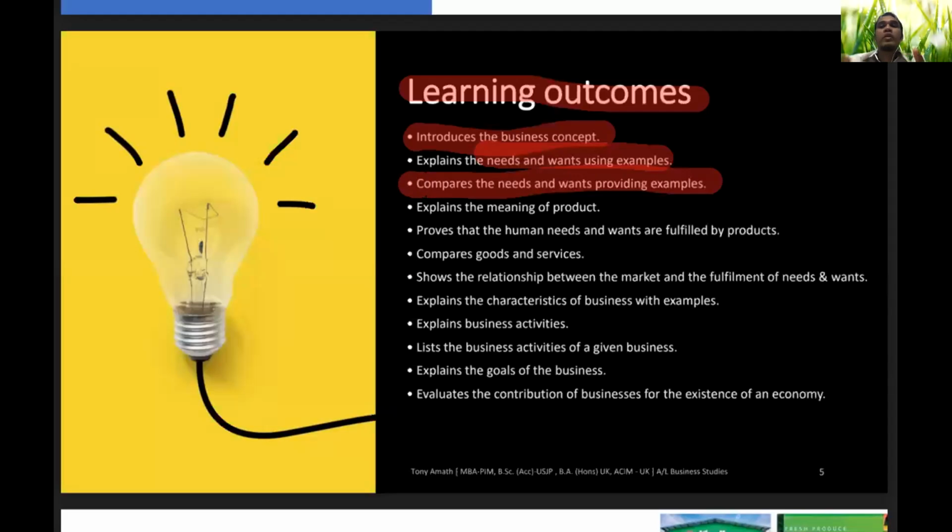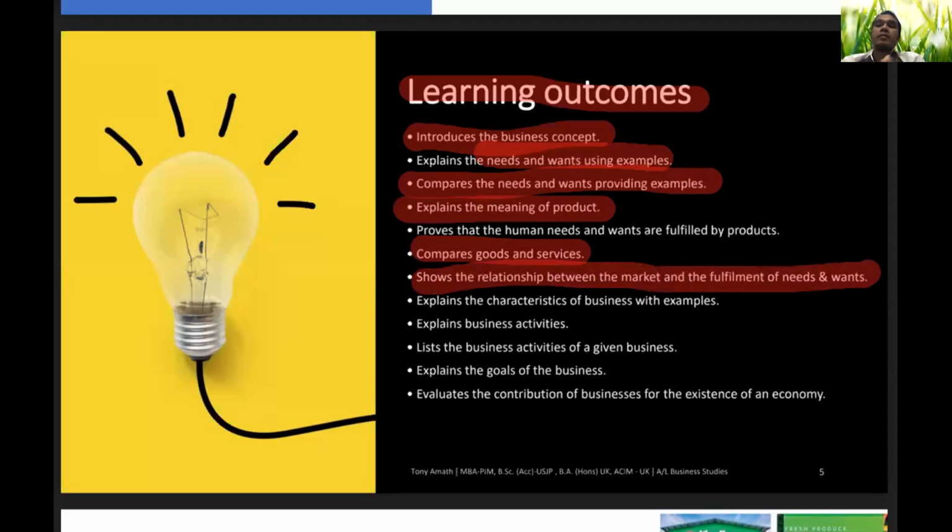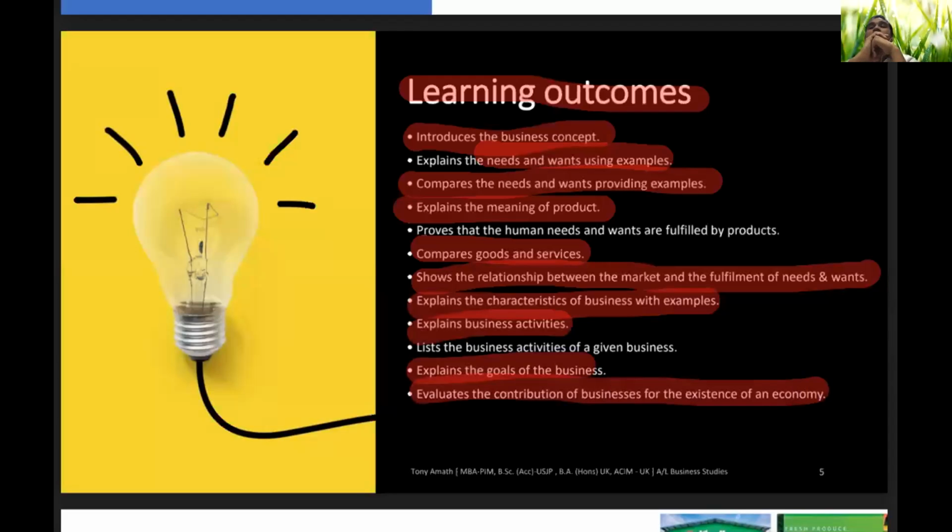Then when you are satisfying the needs and wants, the concept of product comes into play. Okay, then product can be of two types, goods and services. Then what are the differences between goods and services? Then in order to fulfill these needs, you need to make this product available. Where it will be available, like the market. Then what is meant by the market? Then the characteristics of business with examples. What are the activities related to the business? And what are those business activities and the goals and the objectives of the business? And finally, what is the contribution of businesses for the existence of an economy?